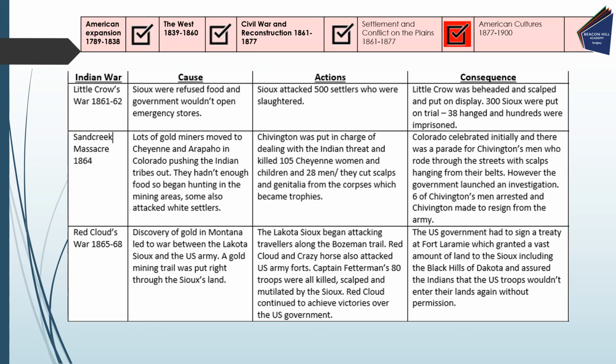In terms of the consequence, the US government had to sign a treaty at Fort Laramie, which granted a vast amount of land to the Sioux, including the Black Hills of Dakota. And remember, the Black Hills were really significant to the Lakota Sioux because this is where so many of their ancestors were buried, so it was seen as sacred land. So this Fort Laramie Treaty would be a really good specific to use in the exam. You can remember that it grants the Sioux the Black Hills of Dakota. It assures the Indians that the US troops won't enter their lands again without permission. So clearly here we can see that the tribe have really scared the American government into reacting and handing over land in the hope that there won't be any more violent conflict between the two.